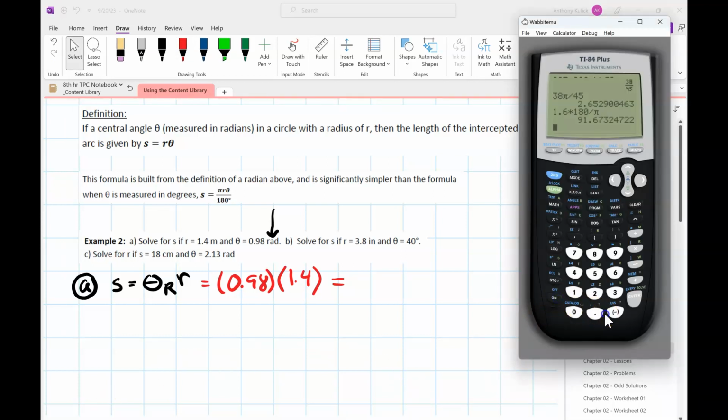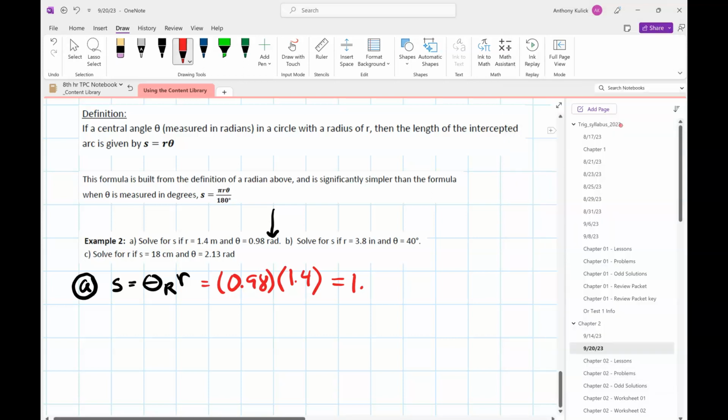Is this some easy stuff right now? Mr. Cool, all I'm doing is picking the right formula and then plugging the numbers in? Yeah, dude. So I have 1.372. And what unit should this have attached to it? S stands for the arc length, so it should have a unit of distance attached to it. What unit of distance should this one have? It should match whatever the radius is, meters in this case.